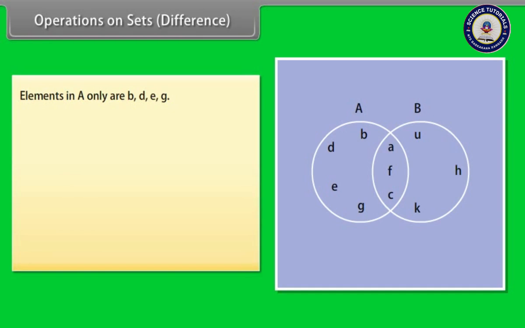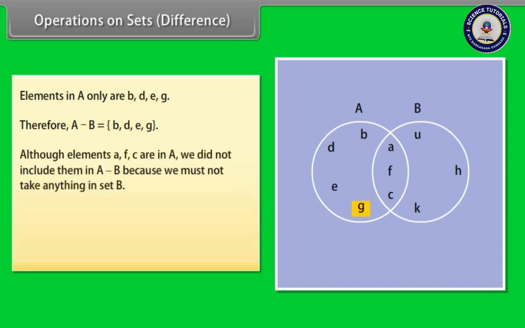Elements in A only are B, D, E, G. Therefore, A minus B is equal to {B, D, E, G}. Notice that although elements A, F, C are in A, we did not include them in A minus B because we must not take anything in set B.